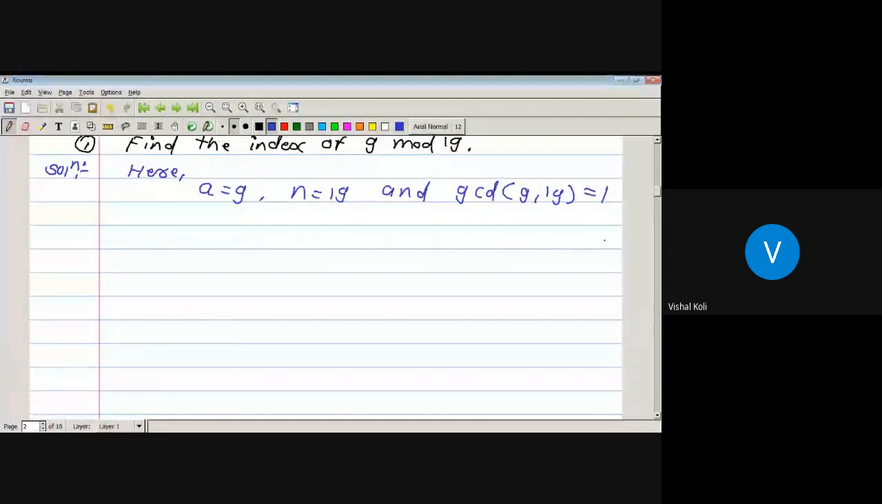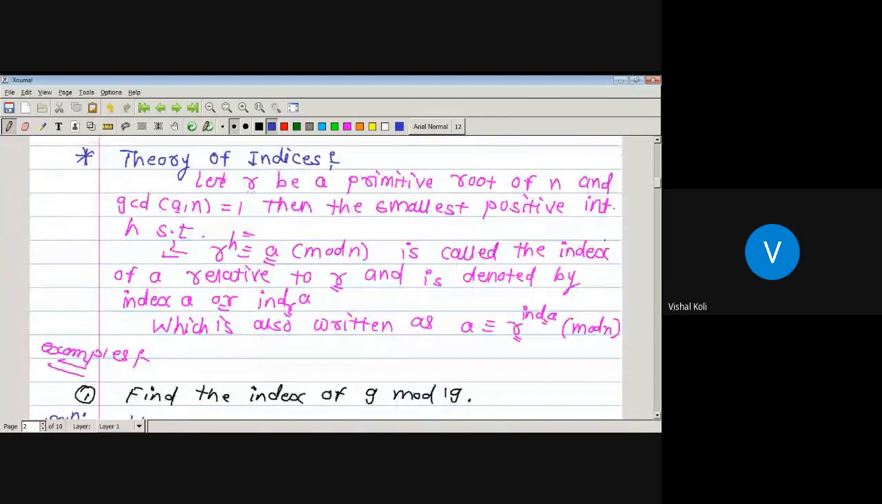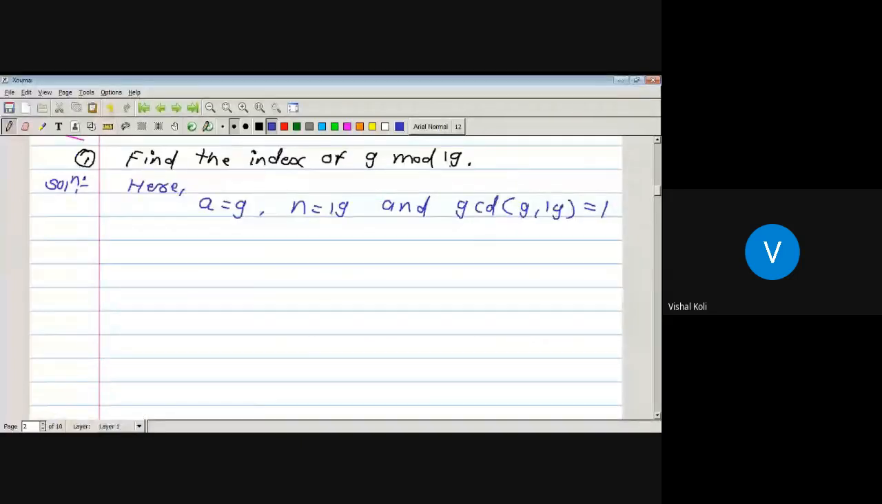relatively prime. Now we have to find the value of r, that is one primitive root. As in the definition of index of a, r is the primitive root of n. Now here we have to find the primitive root of 19, since n is 19. A primitive root of an integer n is an integer less than n and relatively prime to n, such that r to the power phi of n is congruent to 1 modulo n, and r to the power k is not congruent to 1 modulo n whenever k is less than phi of n.